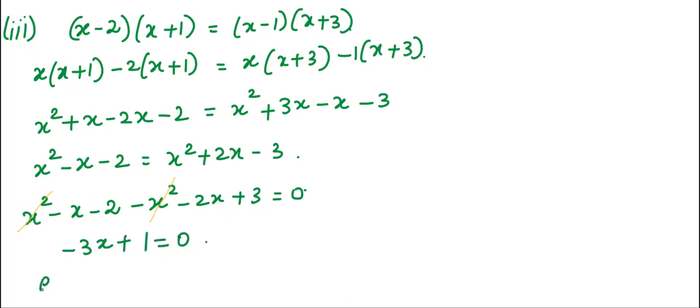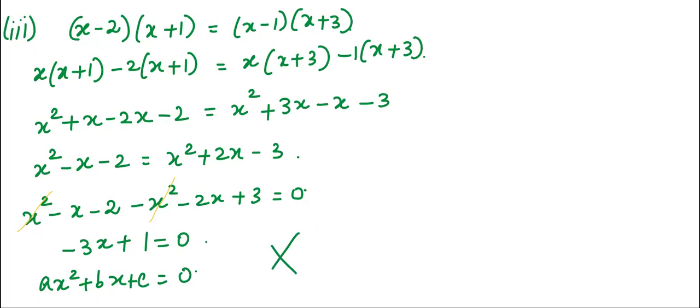Now, does it match the standard form? If you notice, there is no x square term at all here. There is an x term and there is a constant term also. But there is no x square term. According to the concept, the highest power of the variable should be 2. Here, the highest power of the variable is actually 1. So this is a linear equation and not a quadratic one. So this one does not qualify as a quadratic equation.